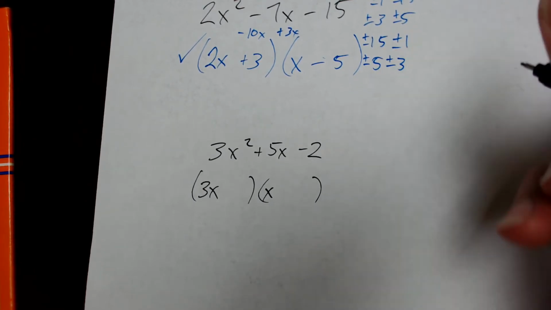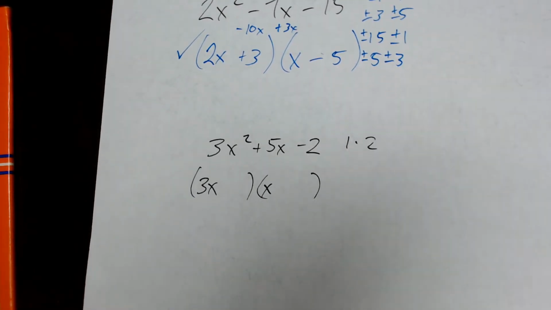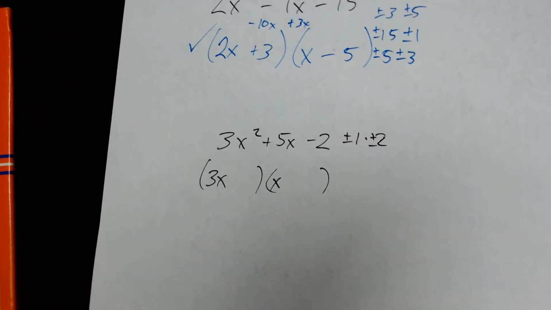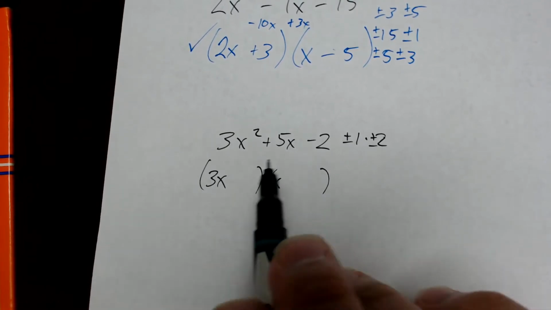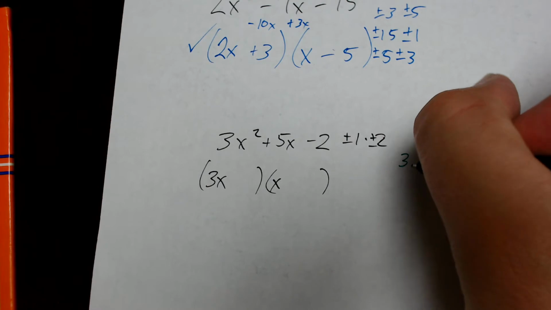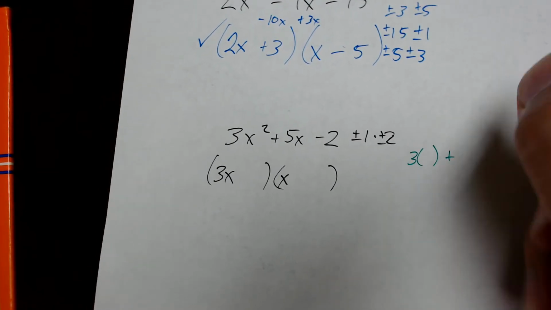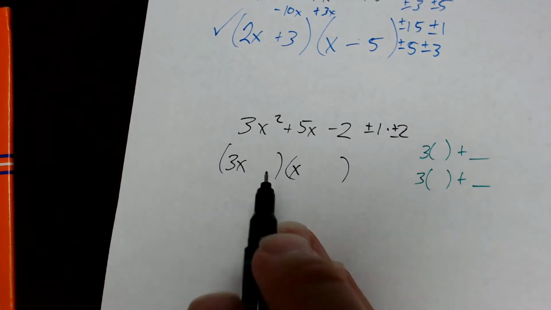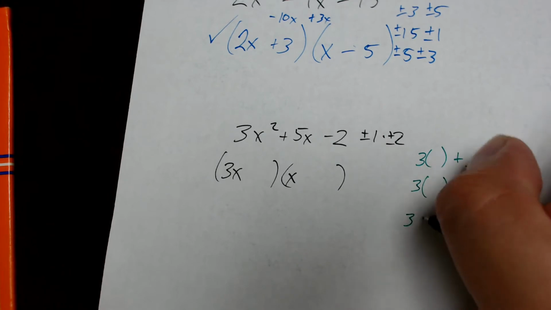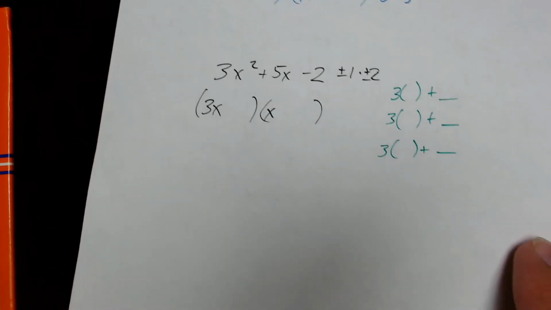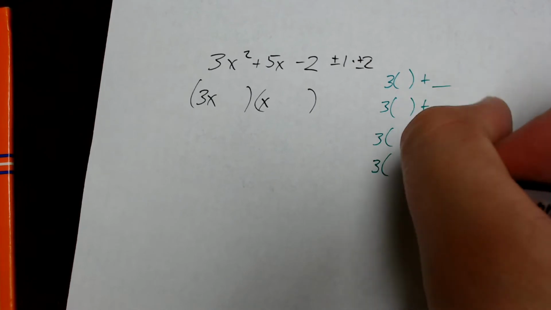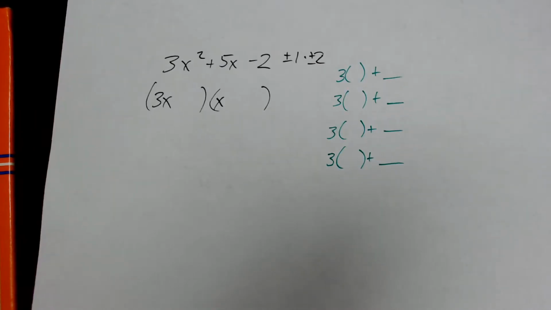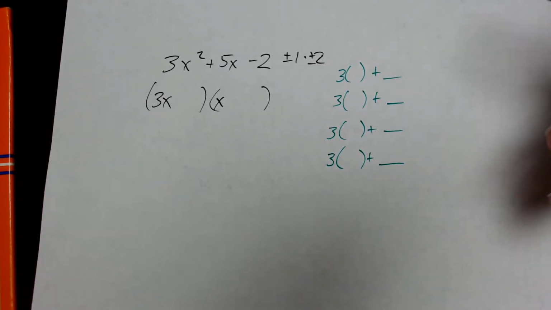So look at the factors of 2. I've got 1 and 2. So there's not a whole lot here. And then they can be positive or negative since the last sign is negative. So let's go ahead and test all of these. I have to figure out when I take 3 times one of these numbers plus the other, which one is going to equal positive 5. So I'm just showing you all the different possibilities here, so that way you can see how the cut and try method works.